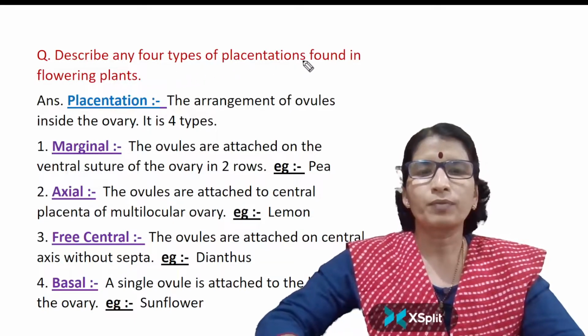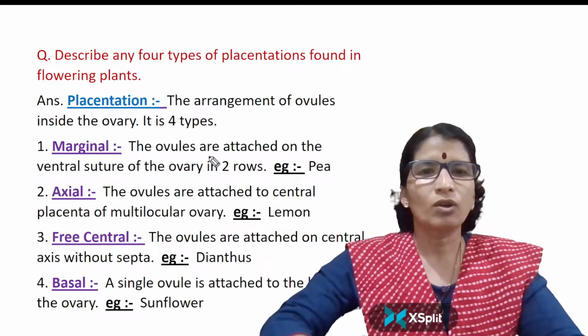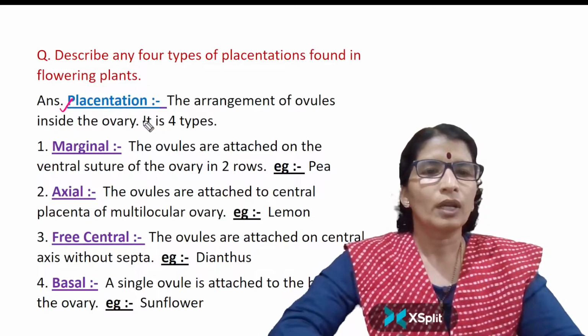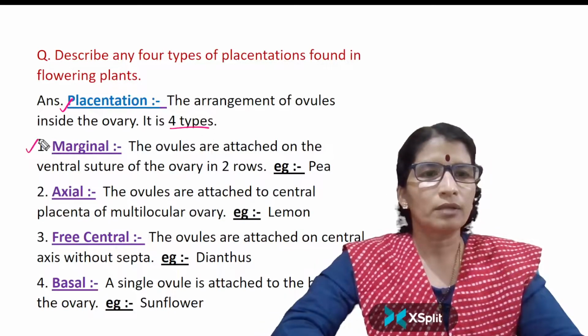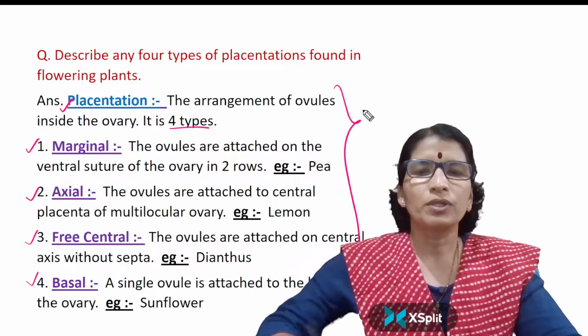Describe any 4 types of presentations found in flowering plants. You get this question in the examination, you have to write the answer in this way. Definition of presentation and 4 types of presentations like marginal, axial, free central and basal presentation. By writing this description, you will get 3 marks.